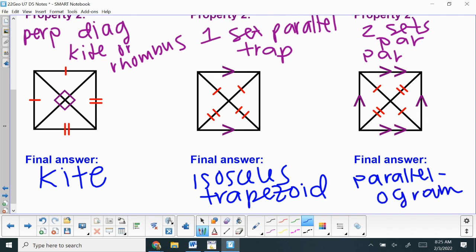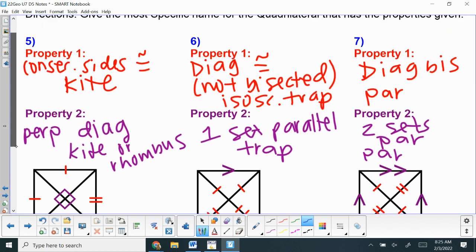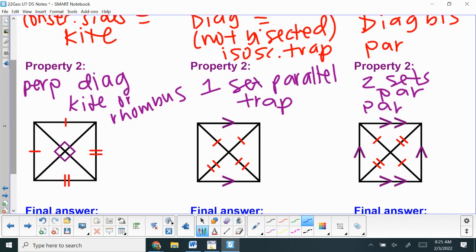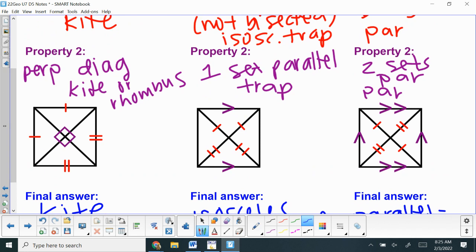So the difference between the last 2 problems is that they look similar, but in problem number 6, we only have one set of parallel sides, whereas in problem number 7, we have 2 sets. And in problem number 6, the diagonals are congruent but do not bisect each other. And in the last one, they bisect each other but are not congruent.